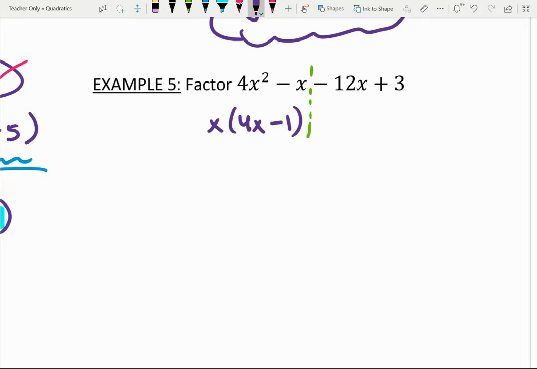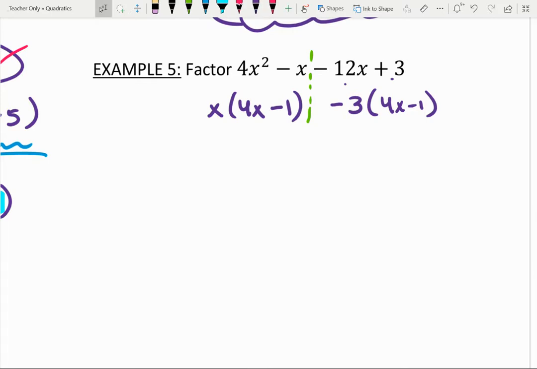And then thinking about negative 12x and 3, knowing that I have to have a 4x minus 1 in my remainder, now I'm going to think about, well, is there something I can factor out of both of these that will give me this remainder, and what would that number be? Turns out that number is going to be negative 3. So negative 3 times 4x would give me negative 12x, and negative 3 times negative 1 would give me positive 3.